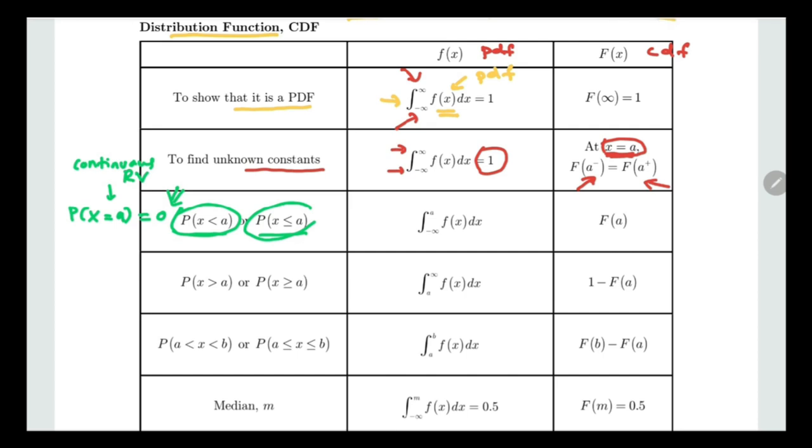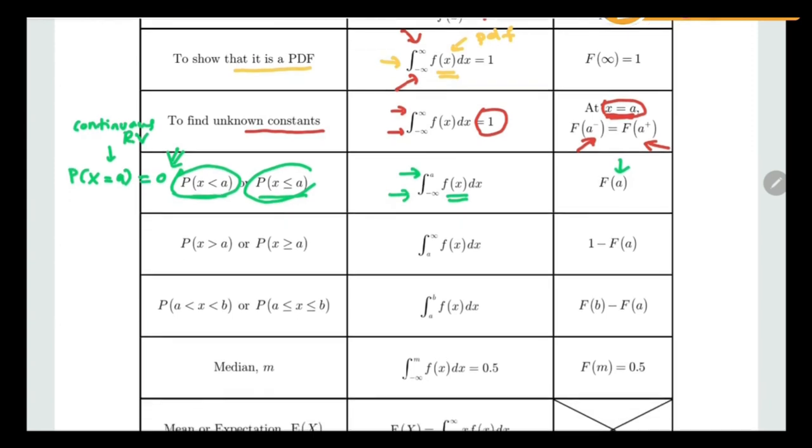So how do we find the probability using the PDF? When using the PDF, you need to integrate from the lowest limit up to the value that the question asks for. For the CDF function, you just need to substitute the given value into the CDF function. Then, if the question asks for greater than a or greater than or equal, remember that for the continuous random variable it doesn't matter whether it has the equal sign or not; it will be the same.